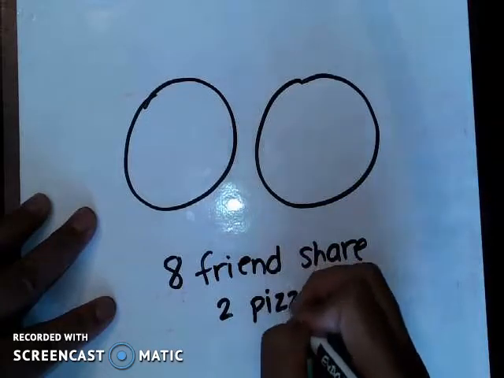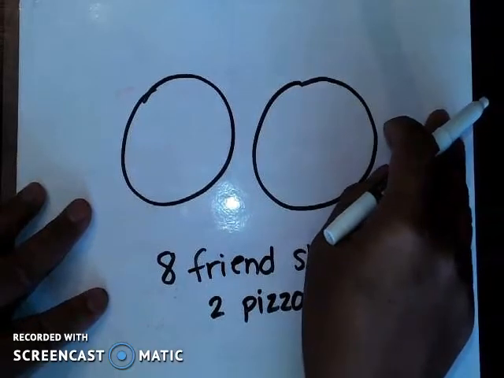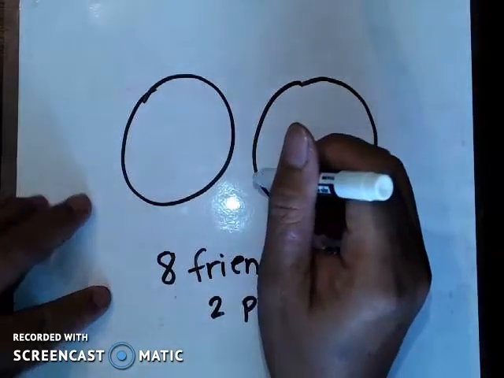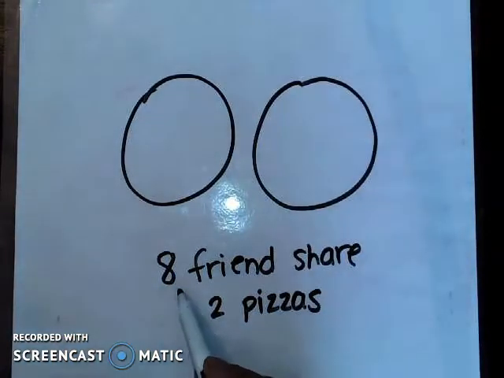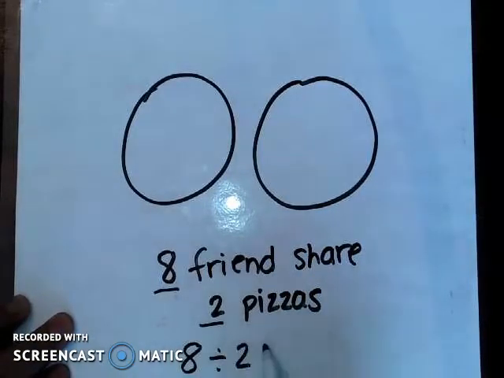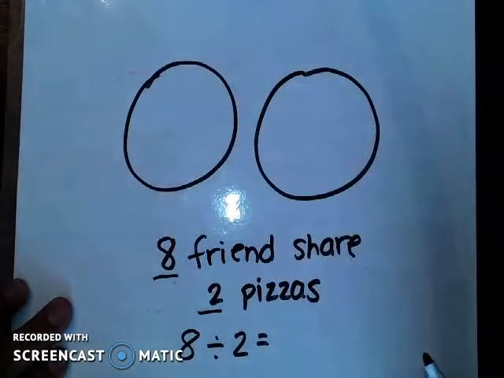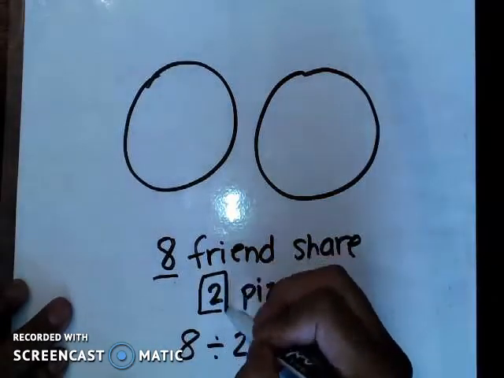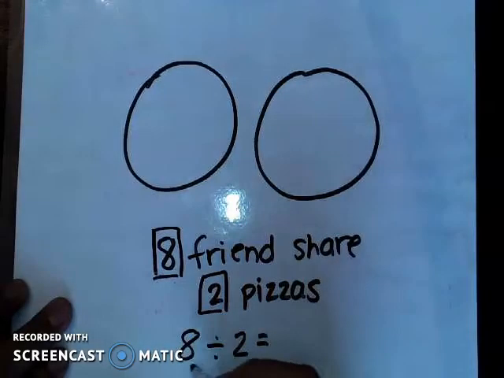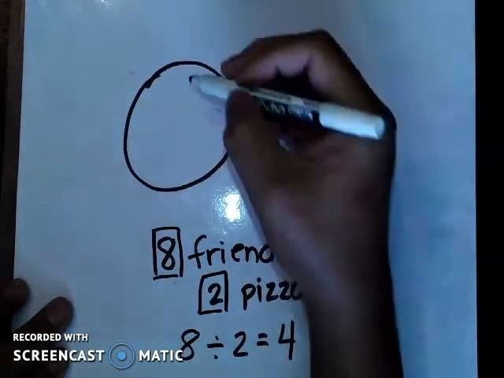Instead of splitting up each one into 8 equal slices, I can divide the number of friends by the number of pizzas. I will take these 2 numbers and divide them to find out how many pieces I will split up each pizza. What is 8 divided by 2? So I'm using the numbers from this problem to find out. 8 divided by 2, what does that equal? 4, which means I will split each pizza into 4s.